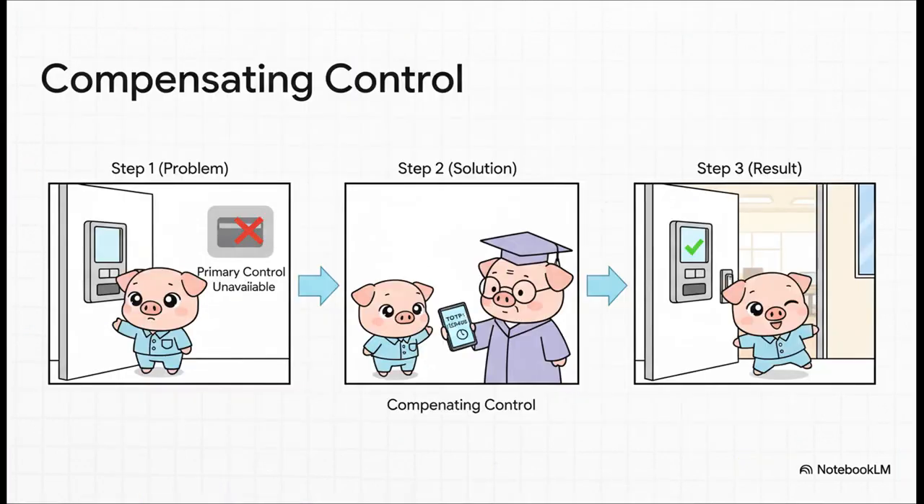Let me give you a perfect real-world example. Let's say your company policy requires smart cards for everyone to log in, but you have a new employee starting today, and their card hasn't arrived yet. Instead of just giving them a simple password, you set them up with a time-based one-time password, or TOTP. That's a strong compensating control until their primary control, the smart card, is ready to go.